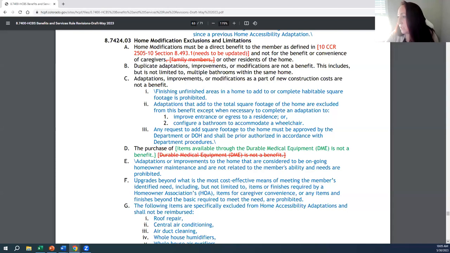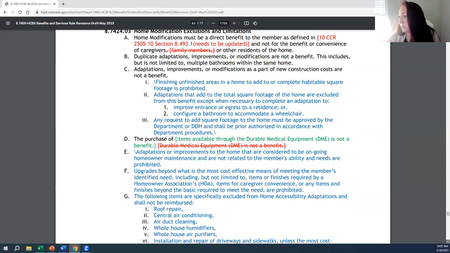Two, adaptations that add to the total square footage of the home are excluded from this benefit, except when necessary to complete an adaptation to one, improve entrance or egress to a residence, or two, configure a bathroom to accommodate a wheelchair. Three, any request to add square footage to the home must be approved by the department or DOH and shall be prior authorized in accordance with department procedures.